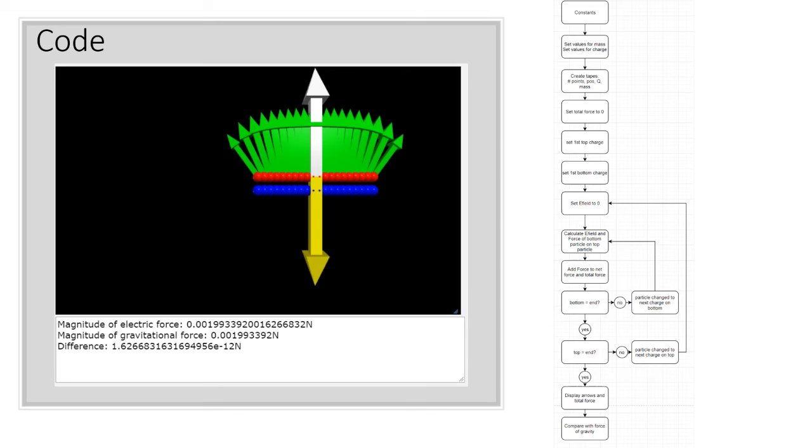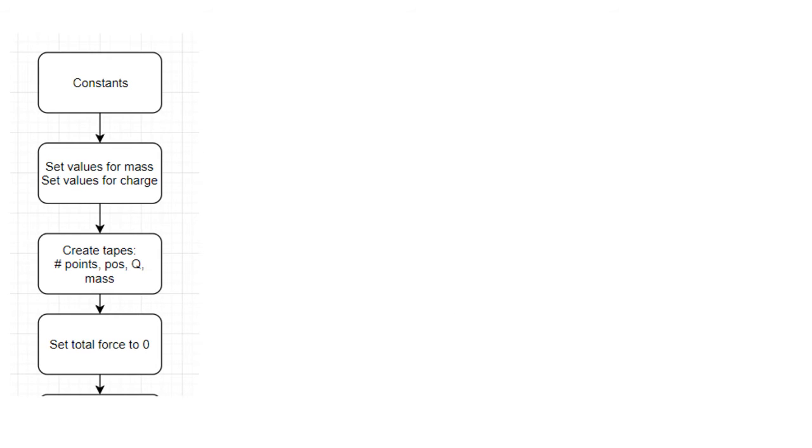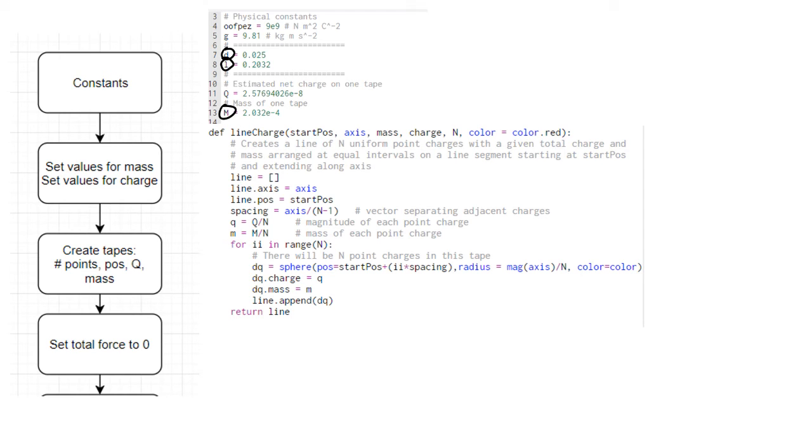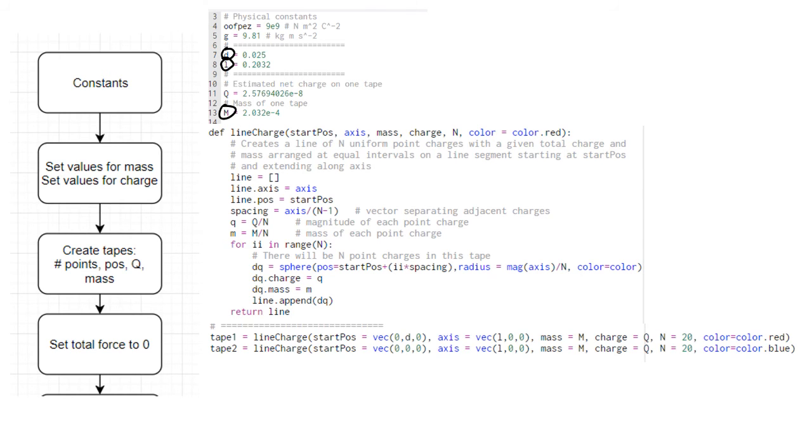Using VPython, the system was modeled as a line charge in order to determine resulting forces and approximate the magnitude of the charge. This code works by first establishing constants to be used in calculations, such as the constant 1/(4πε₀) and gravity. Then the experimental observations are inputted, including the distance between the two pieces of tape, their length, and their mass. A function is then called which creates a line of point charges representing each piece of tape and gives it the assigned number of point charges, a uniformly distributed charge, a length, and a position.